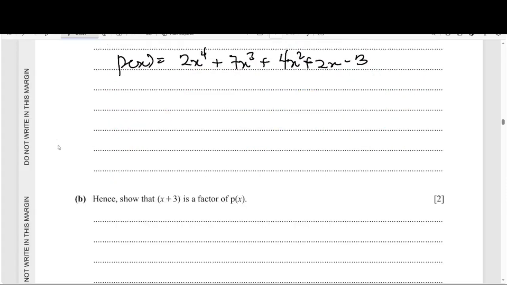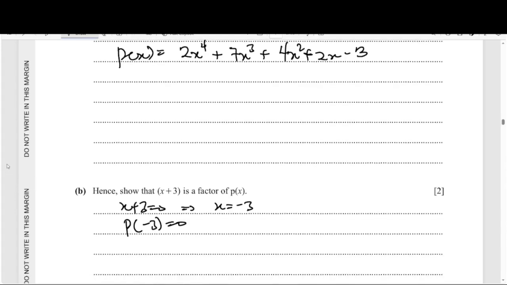Right, question 6b says that hence show that x plus 3 is a factor of p of x. Remember, hence means that we are to continue from the previous section. Otherwise means that we can start all afresh. And it says hence, so it means that we are to continue from here. To show that x plus 3 is a factor of p of x, then x plus 3 is equal to 0 implies that x is equal to negative 3. We are to show that p of negative 3 is equal to 0. If that is true, then it means that x plus 3 is a factor.